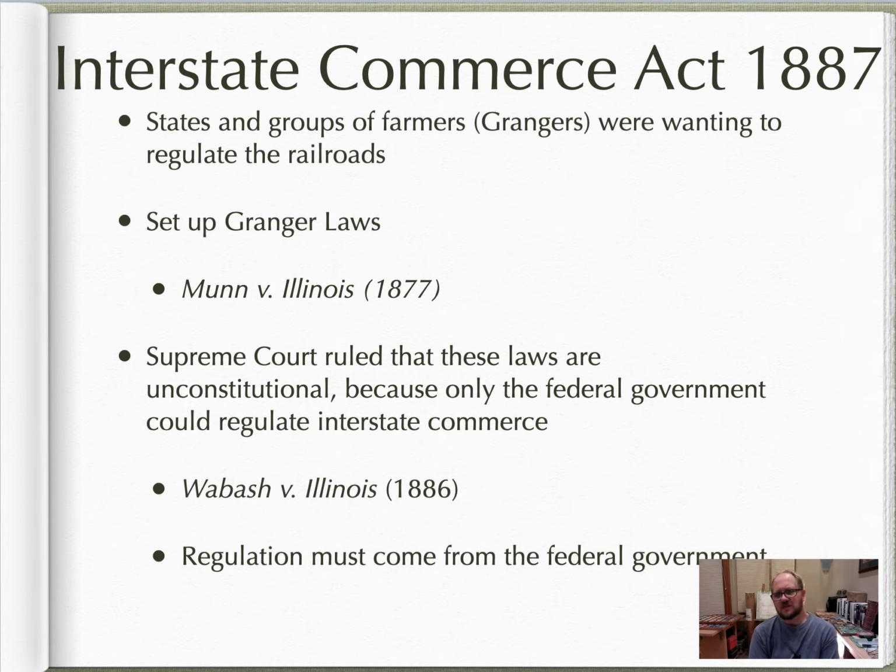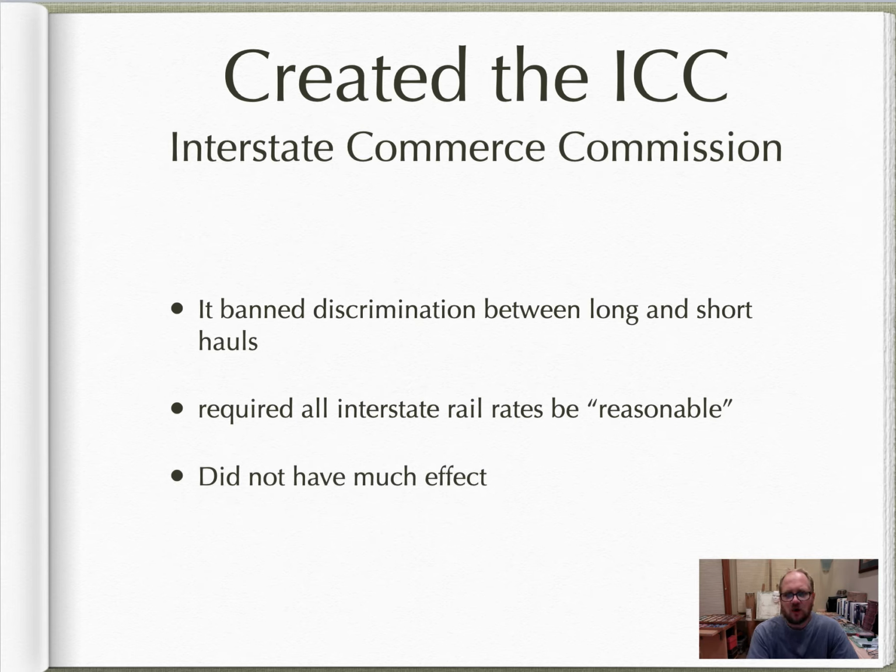You're also going to see the Interstate Commerce Act, like we talked about a couple sections ago. We're going to see this act come into place and put forward the Interstate Commerce Commission. These acts were set up because of the court cases of Munn versus Illinois and Wabash versus Illinois. Munn versus Illinois was the court case that allowed the legality of Granger laws. Later on, though, we're going to see a reversal of that, where the Supreme Court basically rules against that case in Wabash versus Illinois, saying that regulation must come from the federal level and not the state level. So they're going to create the ICC. It will ban discrimination between long and short hauls, and it will require interstate rail rates to be reasonable. But again, very little effect, and it's not going to have much enforcement to actually bring down railroad shipping costs.